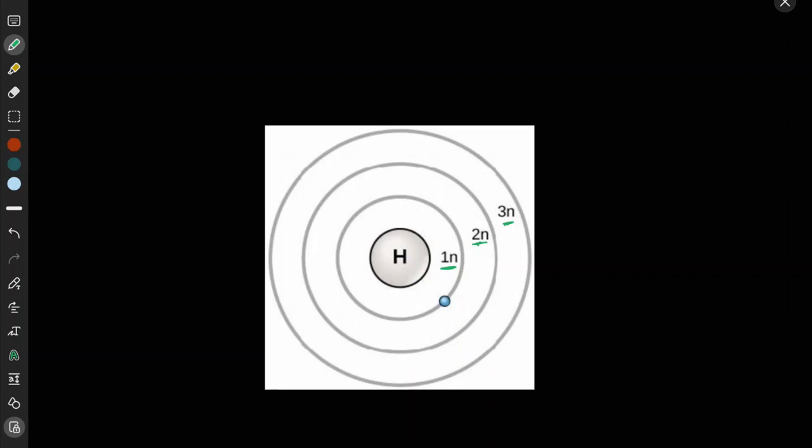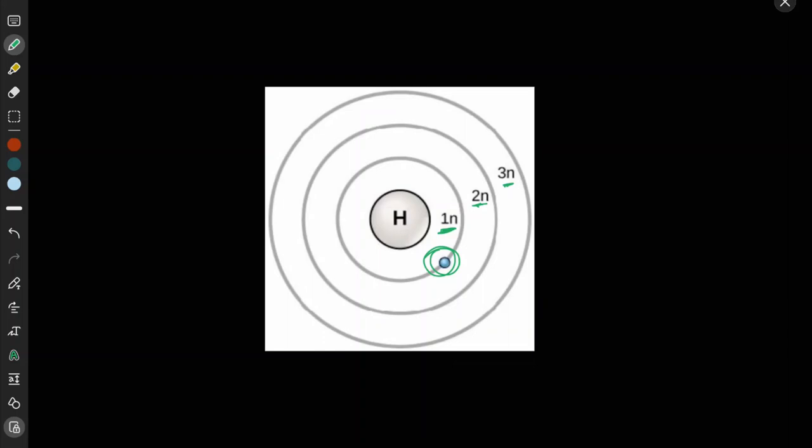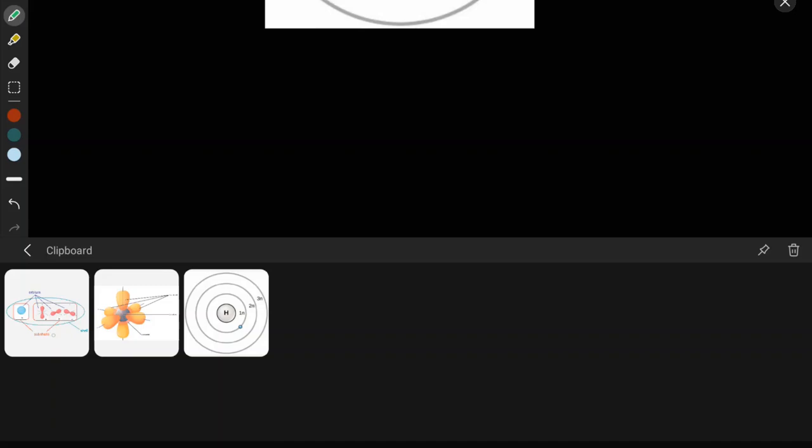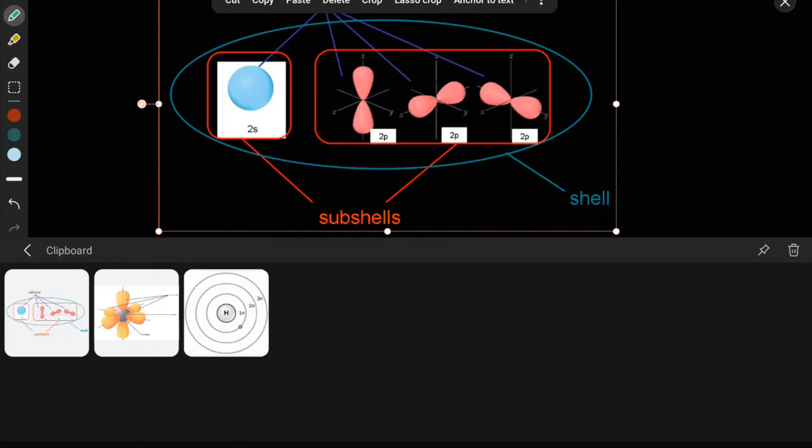So that's why we have one electron here, and it's going around in the first subshell, or excuse me, the first energy shell. Okay, so this is just a depiction of the Bohr model and what we mean when we talk about energy shells. So now let's look at another diagram here, and we'll look at this right here.